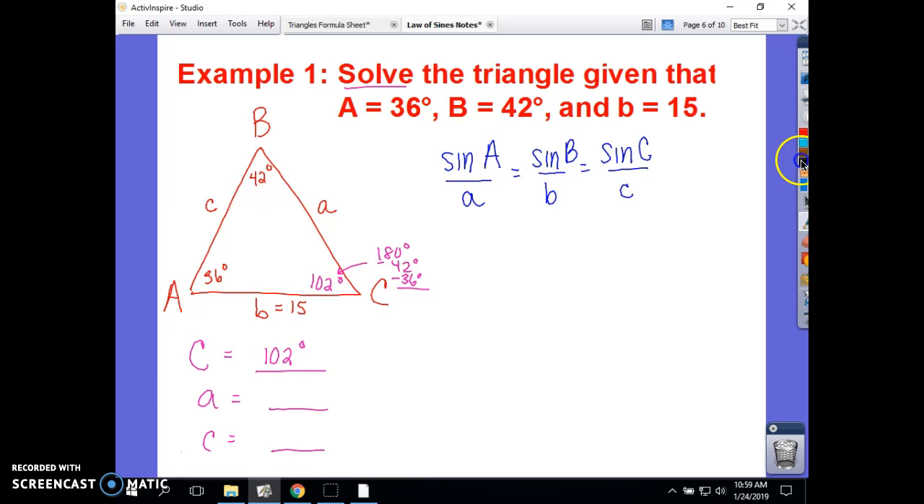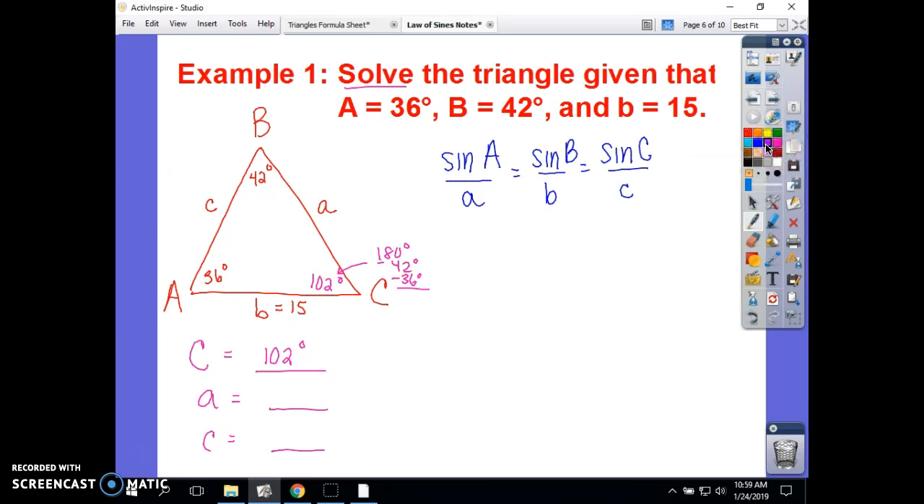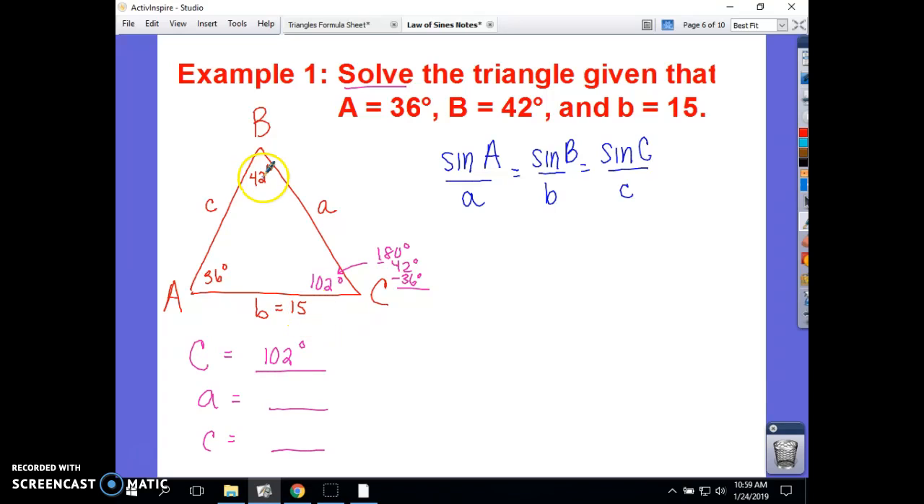So back to the pairs. Ask yourself, do you see two A's, two B's, or two C's? Now, what that means to us is you'll look, angle A is 36 degrees, but I don't have side A, so I don't have two A's. But angle B is 42 degrees, and I know that side B is 15. This is the pair that we're going to use for the whole rest of this problem.